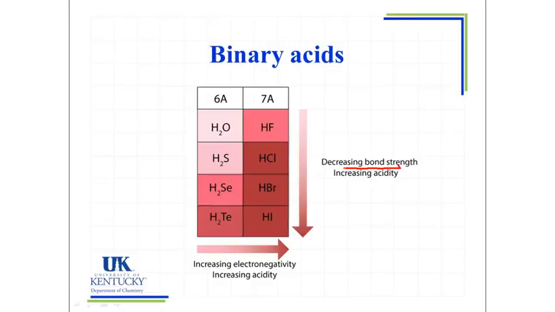When I look at the trend from left to right, what I see is that as I go from water to HF, from H2S to HCl, and so on, I see an increase in the electronegativity of my anion. Because of that increase in electronegativity, I also see an increase in the acidity. Because of these two periodic trends, I can generally rank a set of acids in order of increasing or decreasing acid strength.